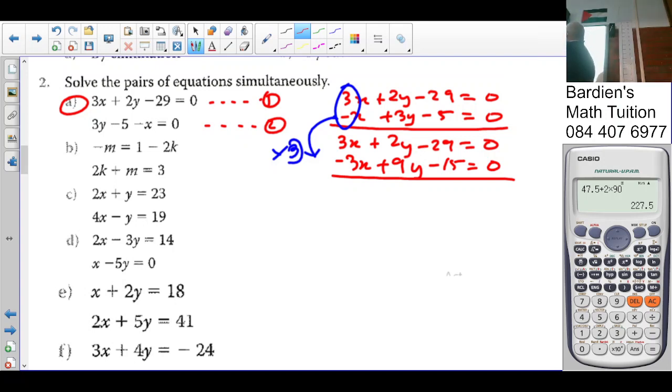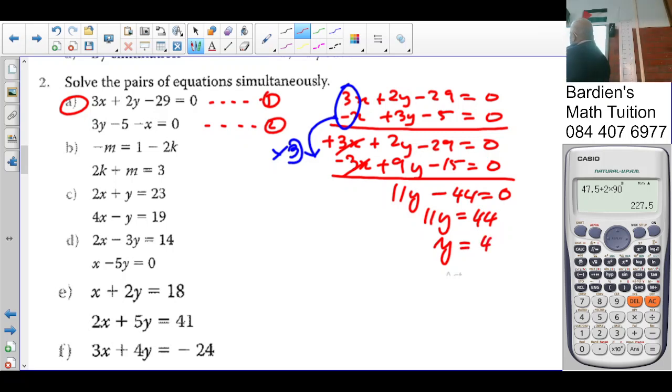So what do I do now? Do I add or subtract? Add. Why? Because that is already a plus and a minus. If it was both plus, then I would have subtracted the 2. So that would have given us 0. That's going to give you 11y minus 44 equals 0. So 11y is equal to 44. Divided by 11, y is 4.